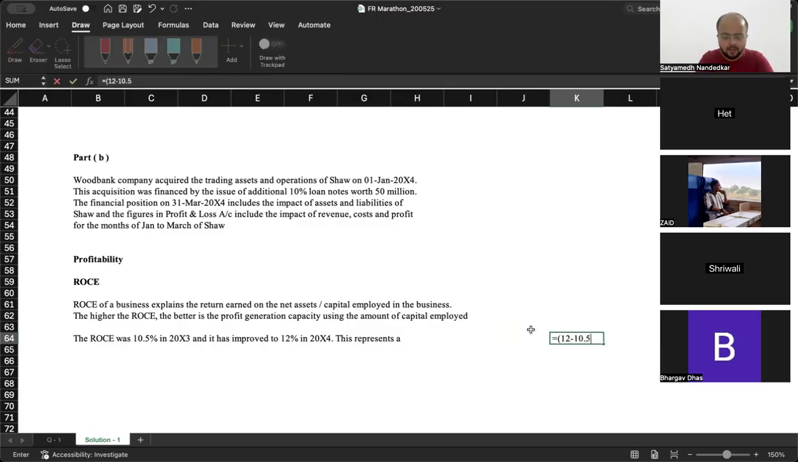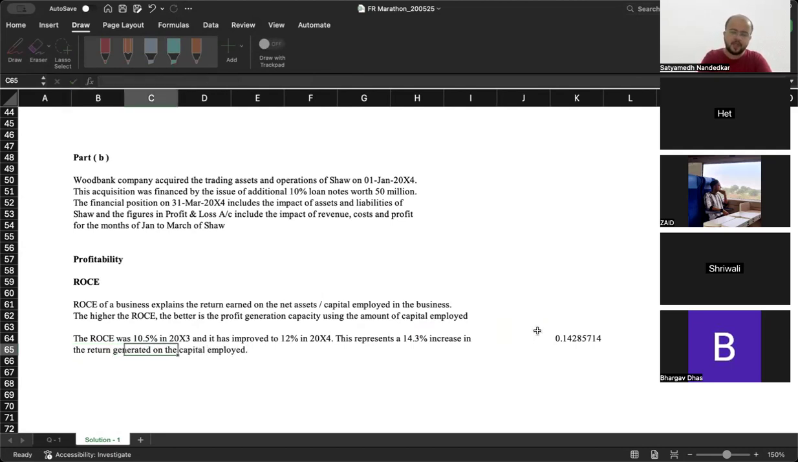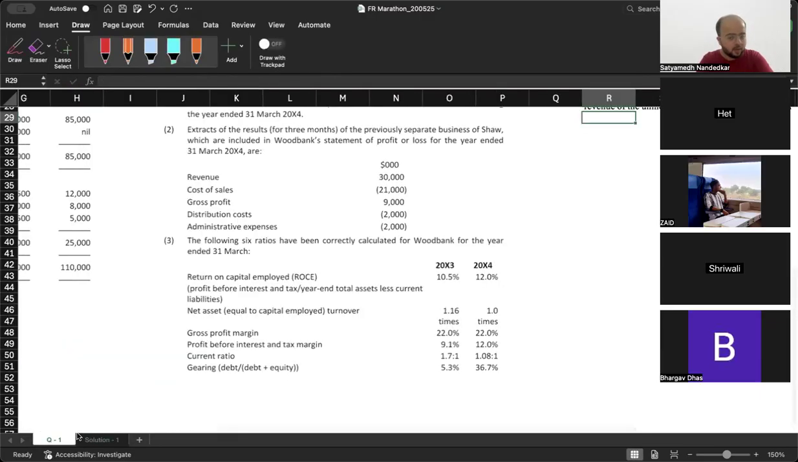Well, 12 minus 10.5 upon 10.5, which is like a 14.3% increase. This represents a 14.3% increase in the return generated on the capital employed. ठीक है? Factual statement followed by a percentage increase. ठीक है? Now, bracket में लिख सकते हो as compared to last year. Again, you are still factual, no interpretation.